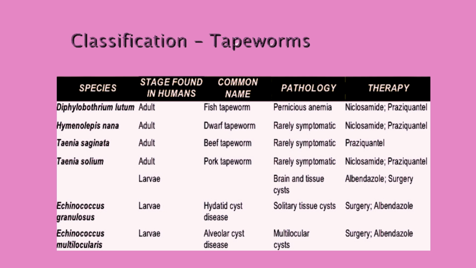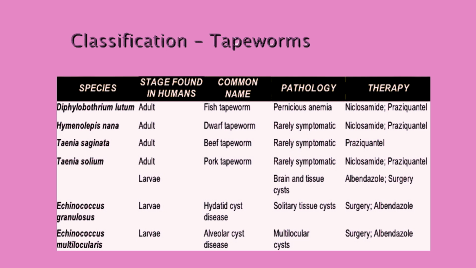There is Hymenolepis nana, it's called the dwarf tapeworm. It is rarely symptomatic, it's usually asymptomatic. Treatment is praziquantel. Taenia saginata and Taenia solium are important. Taenia saginata is beef tapeworm, Taenia solium is pork tapeworm, and Taenia solium has a larval stage which is called the cysticercus. For neurocysticercosis, it's albendazole or surgery. For others, it's praziquantel.